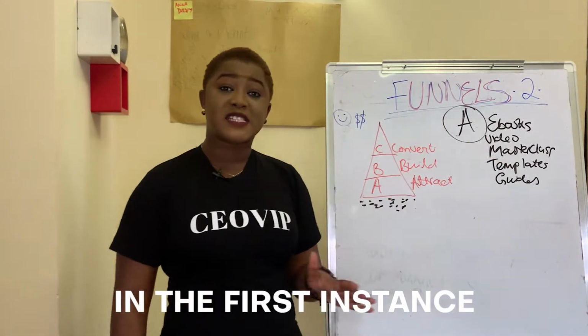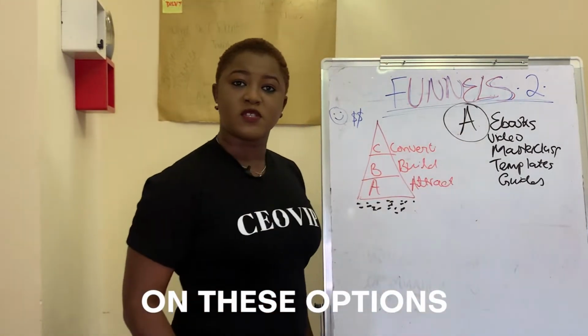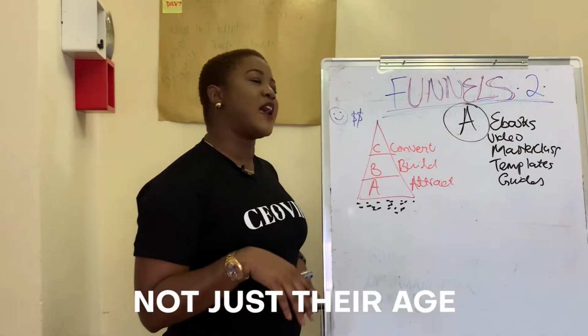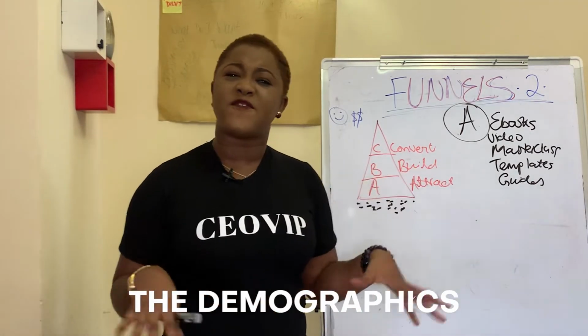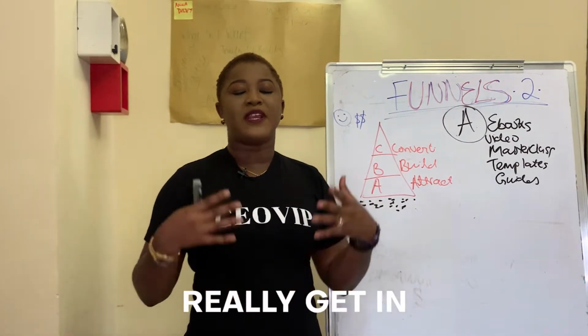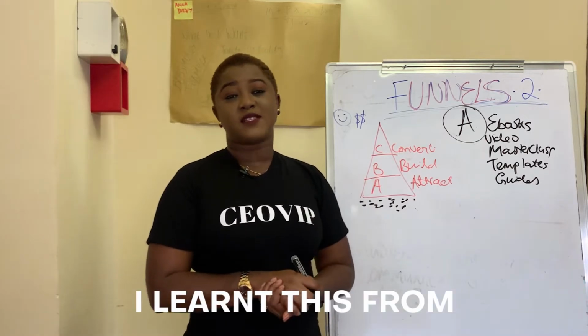So in the first instance, before you decide on these options, you need to know who you are talking to, not just their age, the demographics. You want to really get in their minds. And the easiest trick, I learned this from Tony Robbins and Dean Graziosi.